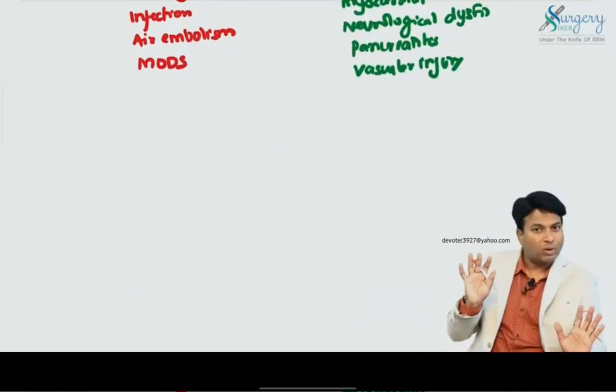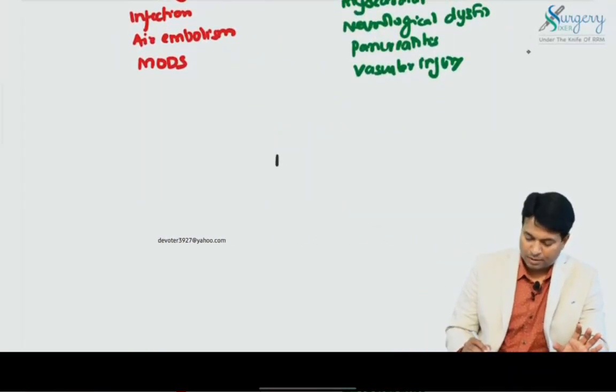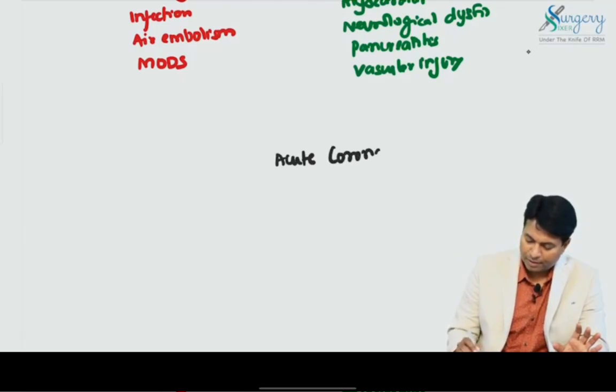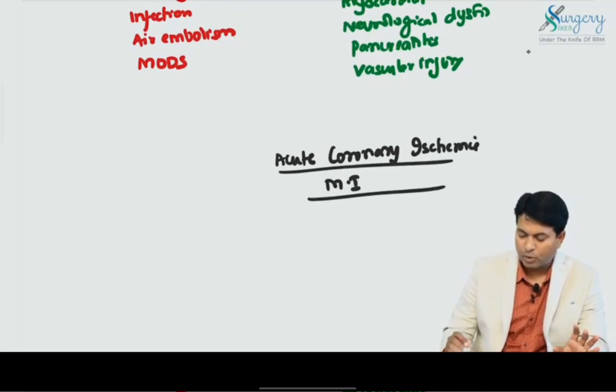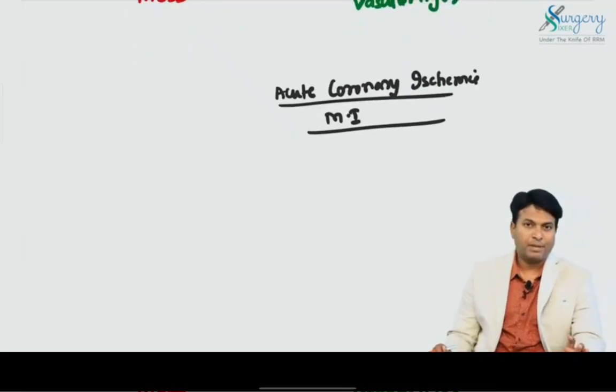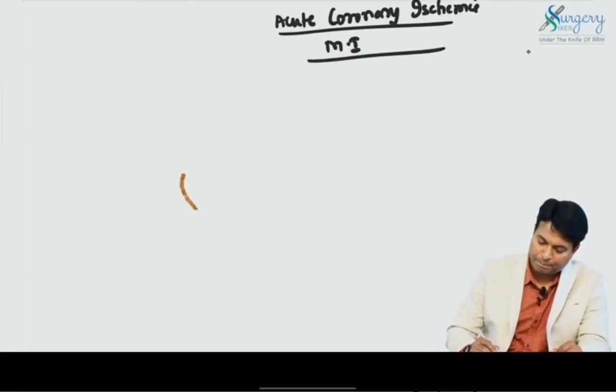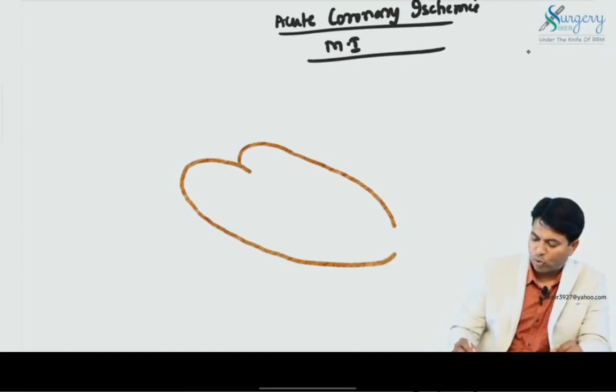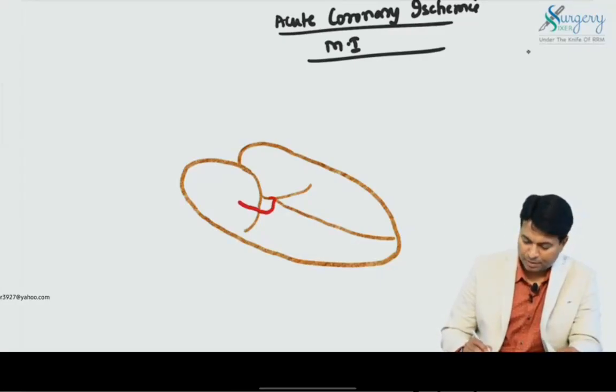In this chapter, I'm going to discuss only one important topic, that is acute coronary ischemia, or cases of myocardial infarction patients. Coronary occlusion, I'm going to discuss in this. To understand this, you should understand the important anatomy I'm drawing now. This is the picture of the heart, I'm just drawing it in a rough way, and this is the aorta.